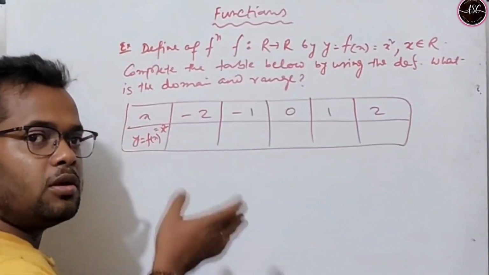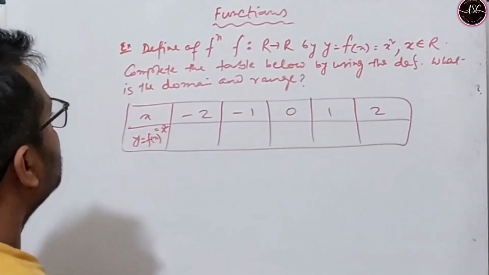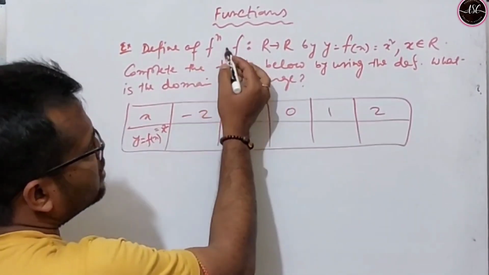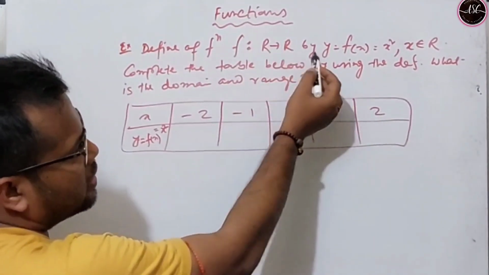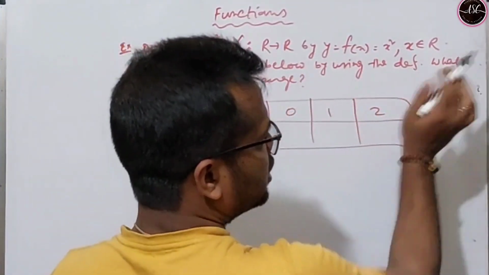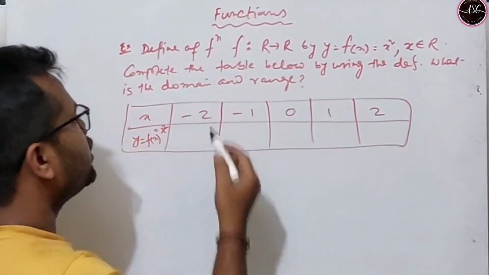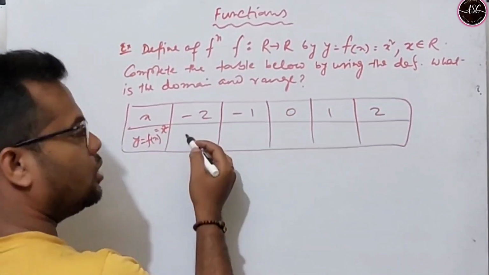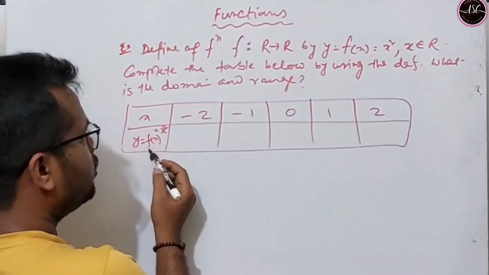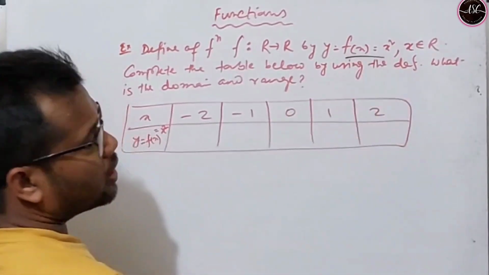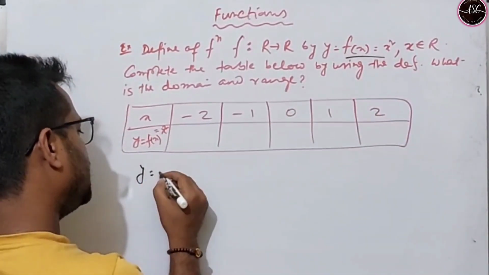This is an example of a polynomial function. Define the function f from R to R by y = f(x) = x square, x belongs to R. Complete the table below by using the definition. What is the domain and range? So we first do the table. Look at this equation: y = x square.